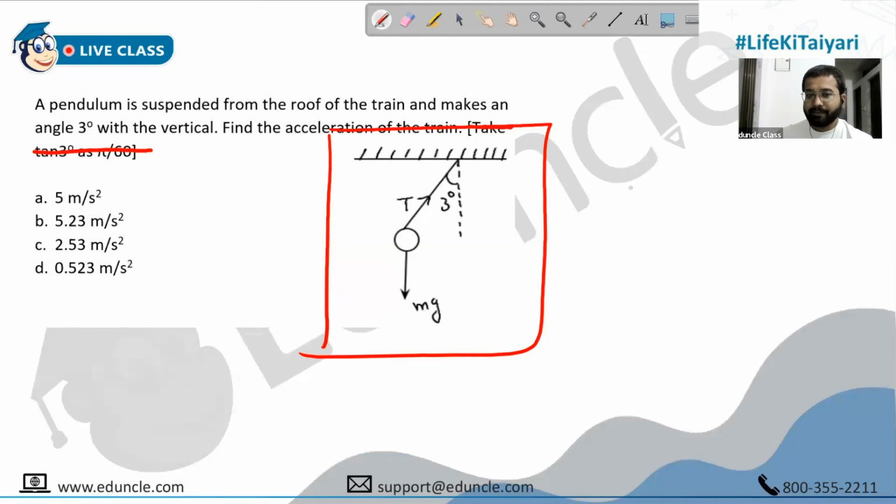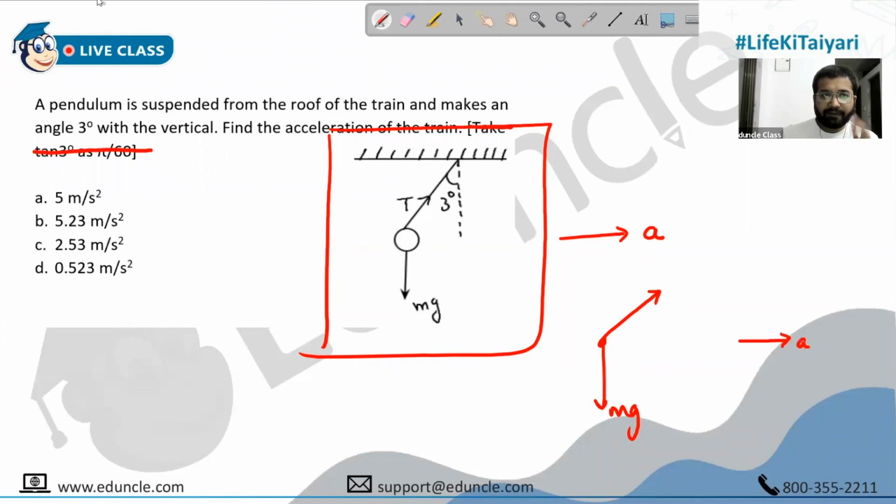First of all, they have not given us the direction of acceleration. You have to first guess the acceleration direction. Obviously, it has to be on the right side. Only then will there be a jerk on the left side. The pendulum will tilt to the left only if acceleration is on the right, just like when a bike speeds up and you go back. So that's the first thing. Now you know what to do: free body diagram. We have got mg, we have got tension T, we have got acceleration.